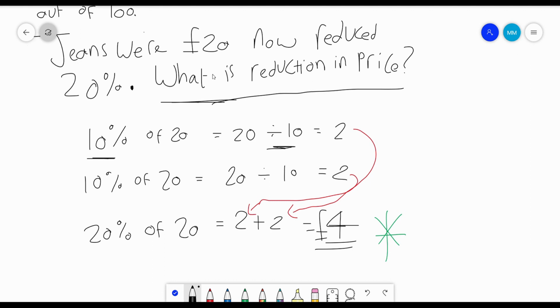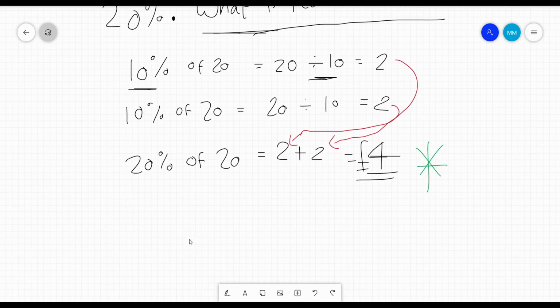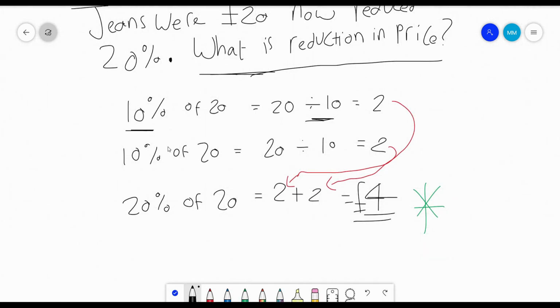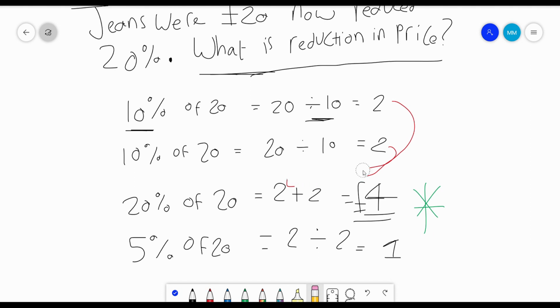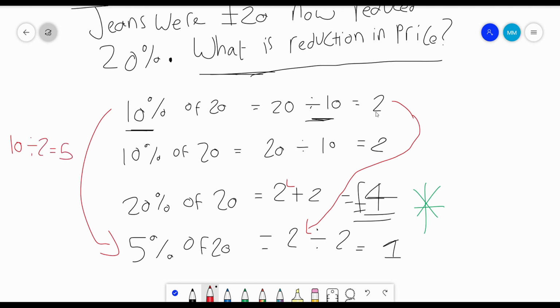So all I want to summarize, yes, one other thing. For those astute amongst you, you'll realize that 5% of something must be half of your 10% value. So you can conclude here that 5% of 20 equals 2 divided by 2, which equals 1. Because once again, you take your 10% number and you are allowed to pull that down and halve it, i.e. divide by 2 to get you 1, because 10 divided by 2 equals 5. Just wanted to point that one out as well.